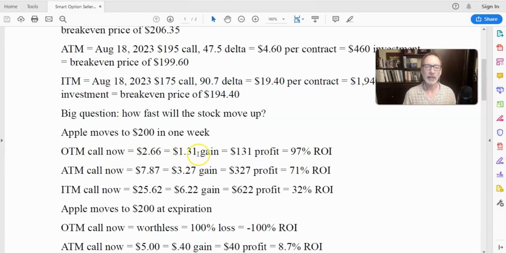You're making $1.31 per contract gain, which is $131 profit you've made if Apple jumps up to $200 in 1 week. That's a 97% return on investment for those out of the money calls. The at the money call will now be worth $7.87 per contract.